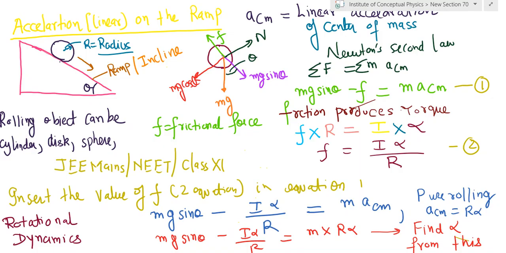So when we are deriving linear acceleration in this, we're deriving the linear acceleration of the center of mass of the round object. So I have used the expression A_CM in this derivation. A_CM means the acceleration of the center of mass.